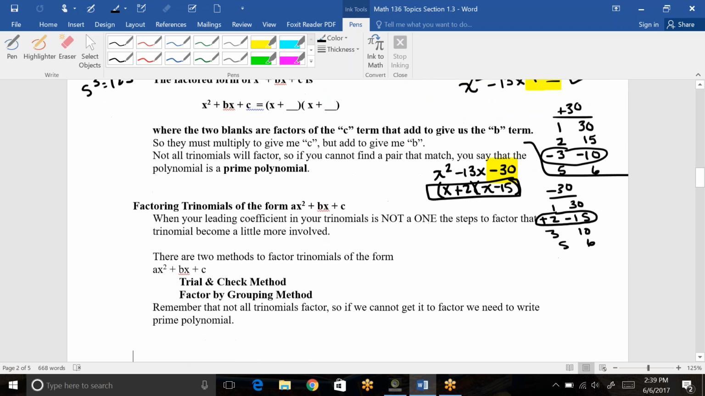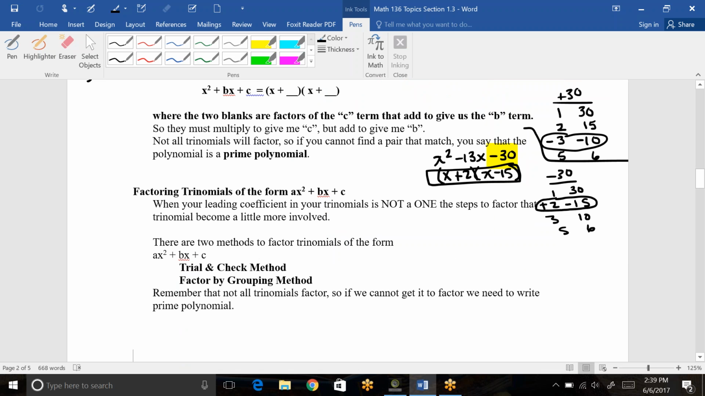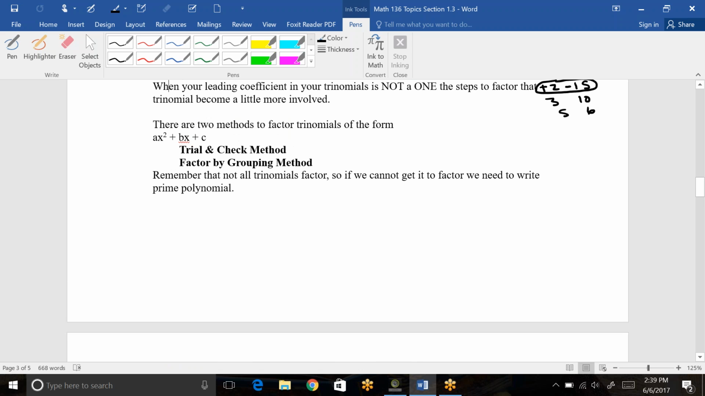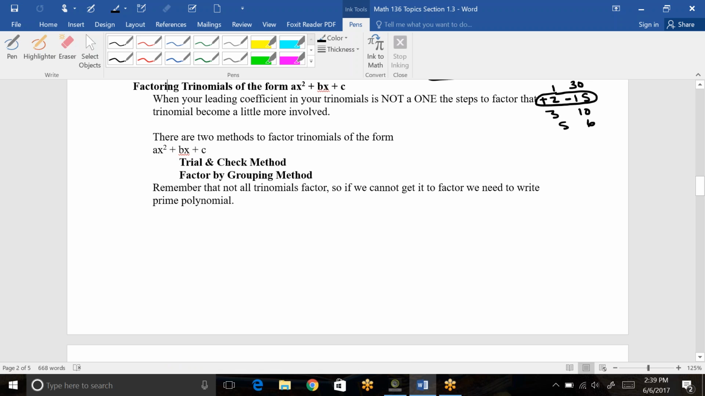All right, let's talk about the other case, which is what if there's a number out front that is not a 1? And there's two ways you can factor those. You can do either factor by grouping, which is the way I actually teach it. That's sometimes called the AC method. It's another name for it. Or you can do trial and check or trial and error if you have seen that in a different book.